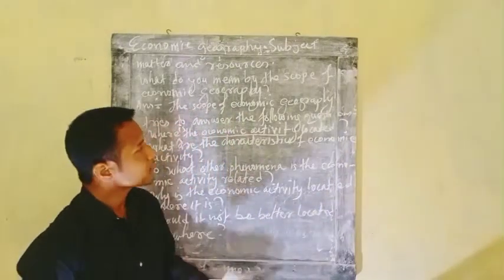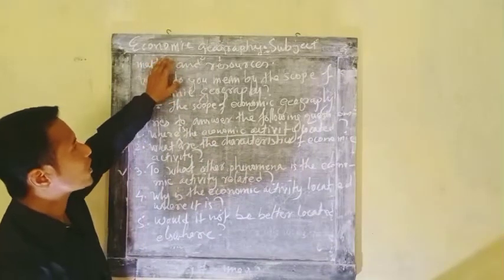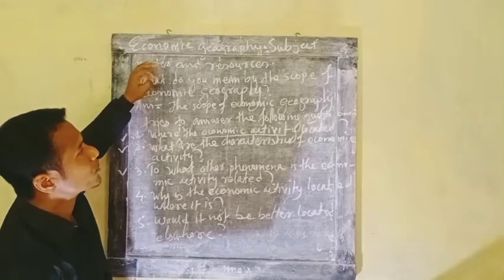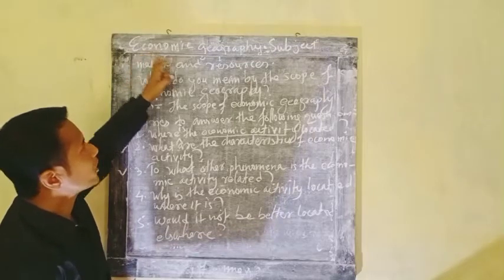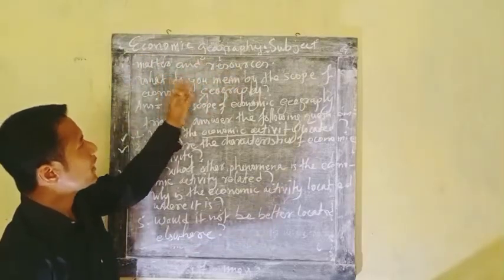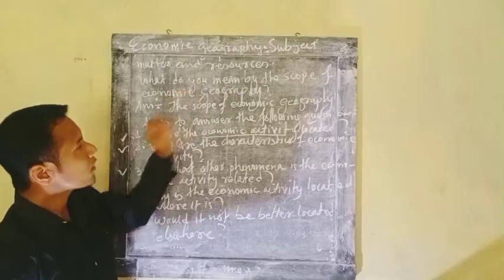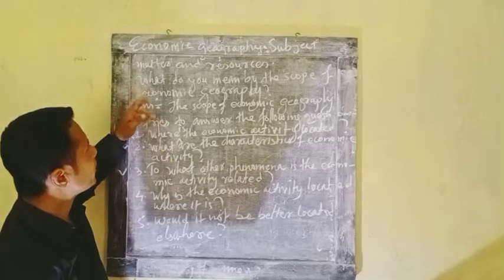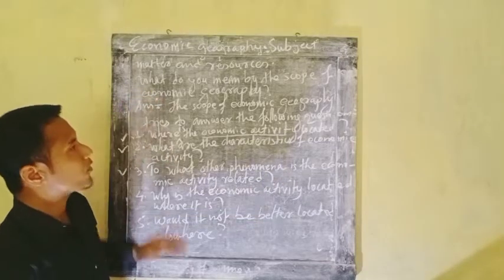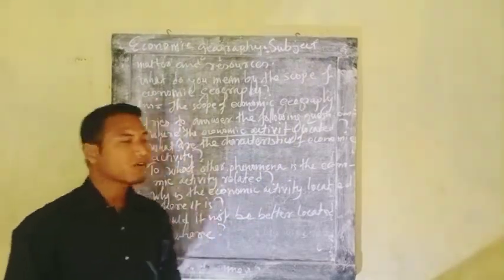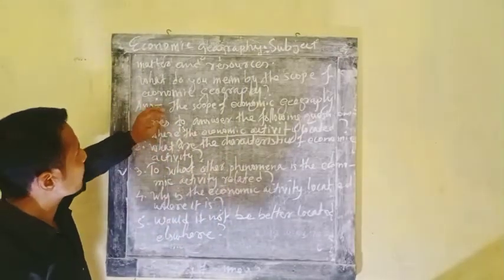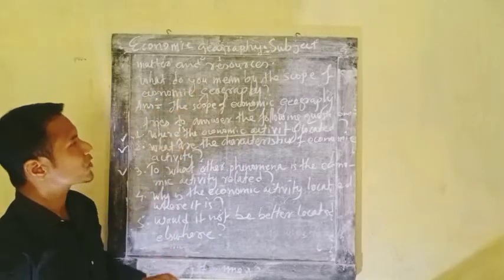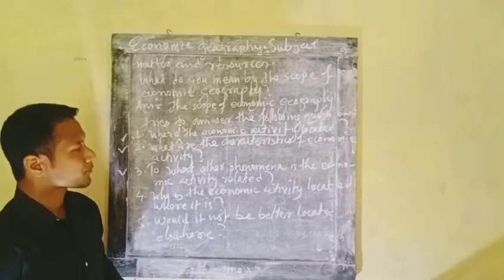From the last few days we have been discussing a lesson from Geography Chapter 1, Economic Geography, Subject Matter and Resources. Under this subject we were discussing the topic, the scope of economic geography. Yesterday I gave you a question: what do you mean by the scope of economic geography?